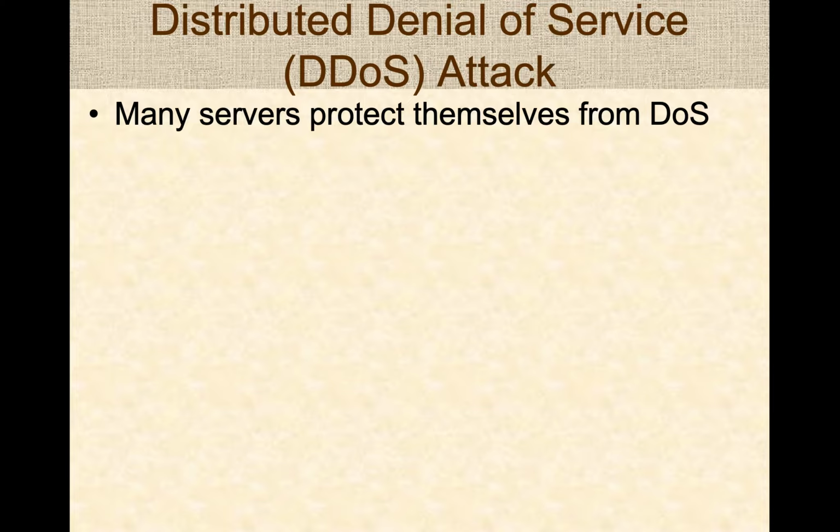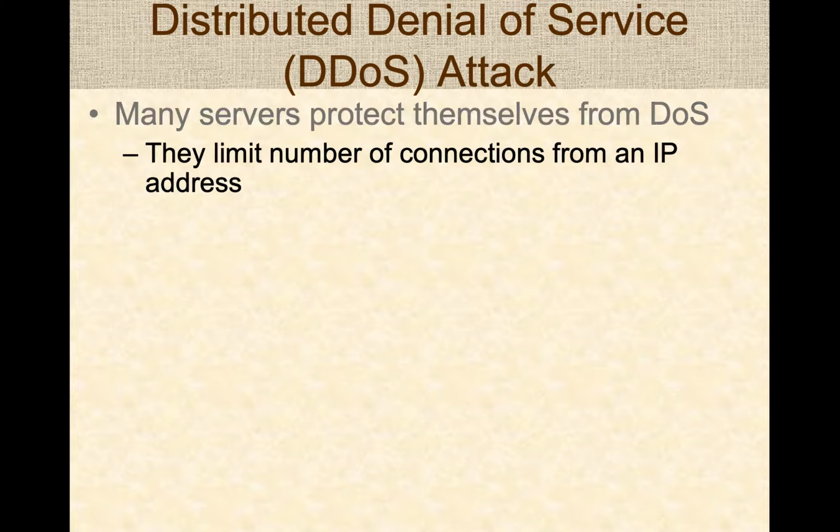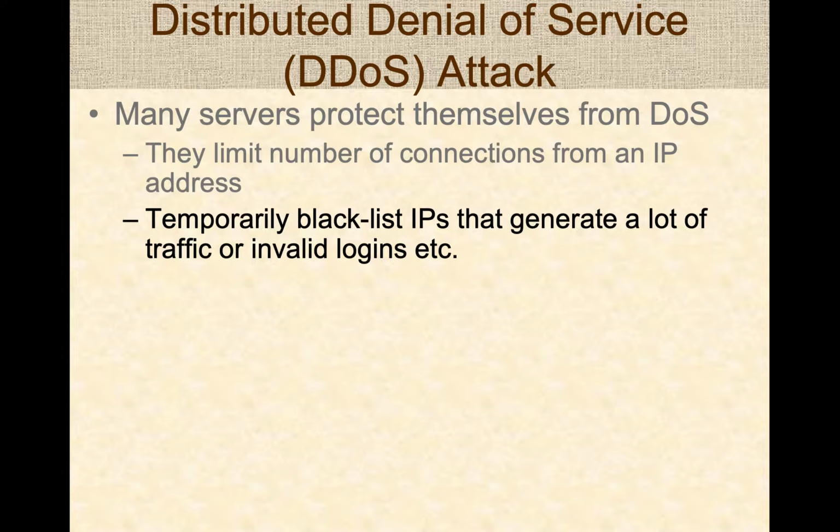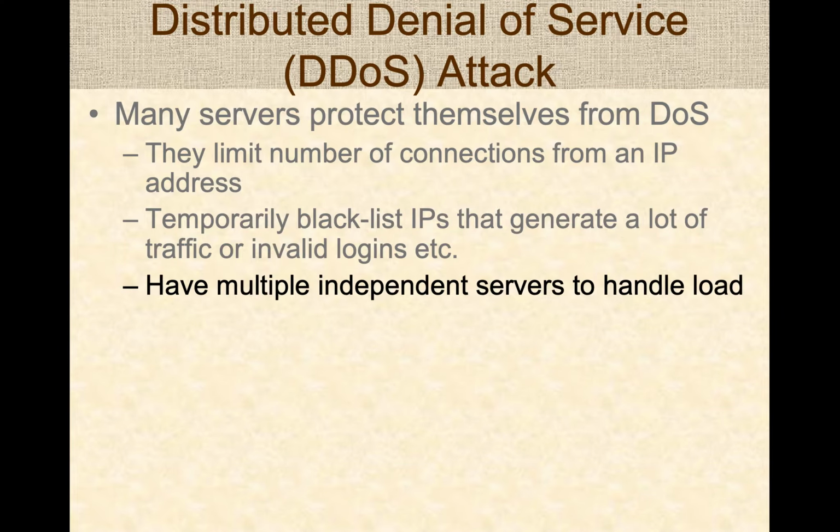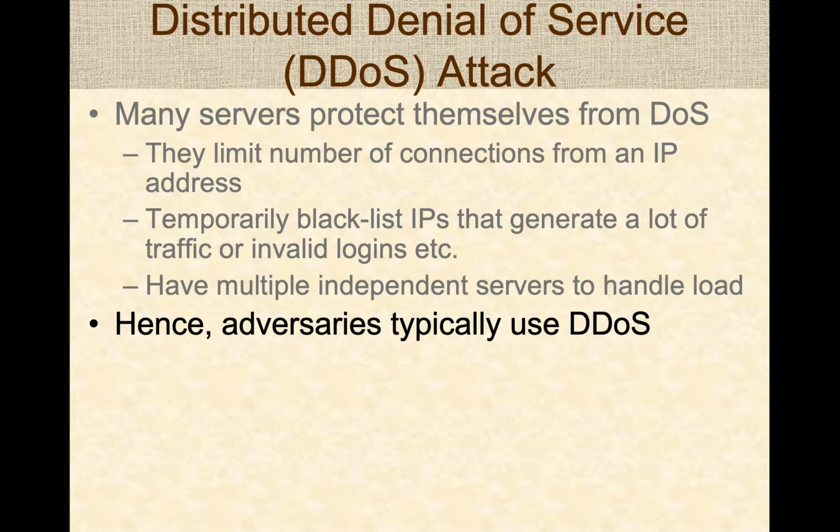Many servers protect themselves from denial of service because it's a very common type of attack that can be easily launched. So a lot of servers protect against that type of attack. Typically, servers will limit the number of connections a single user can make. Sometimes the servers will temporarily blacklist IP addresses that generate a lot of traffic or invalid logins to protect themselves. And typically, most organizations will have multiple independent servers to handle the load.